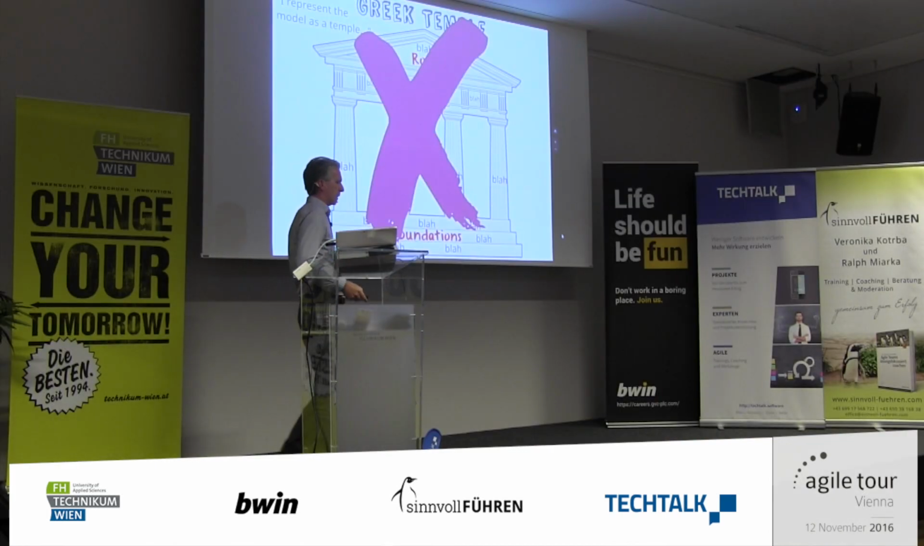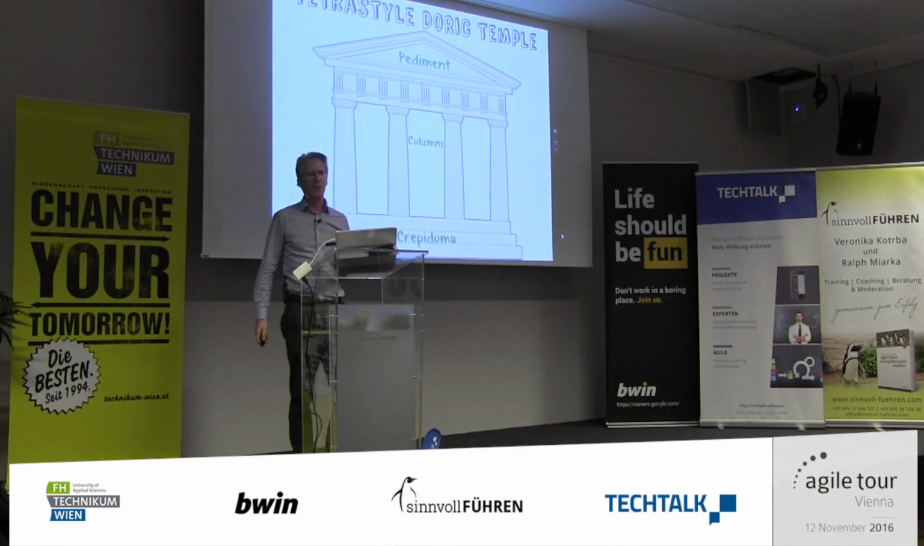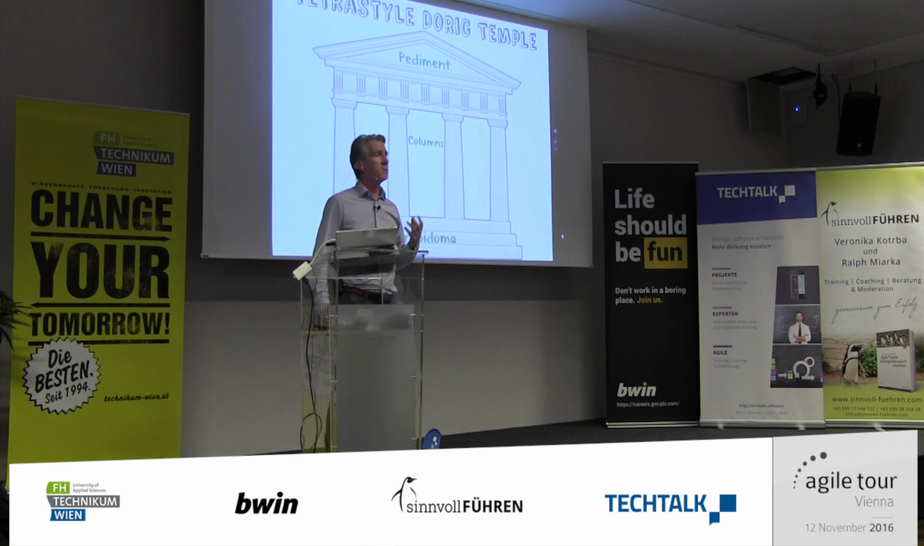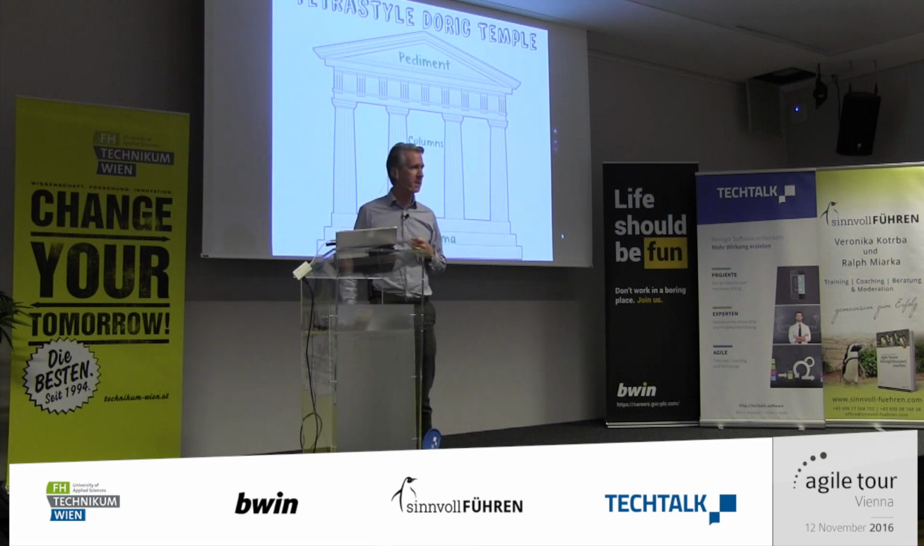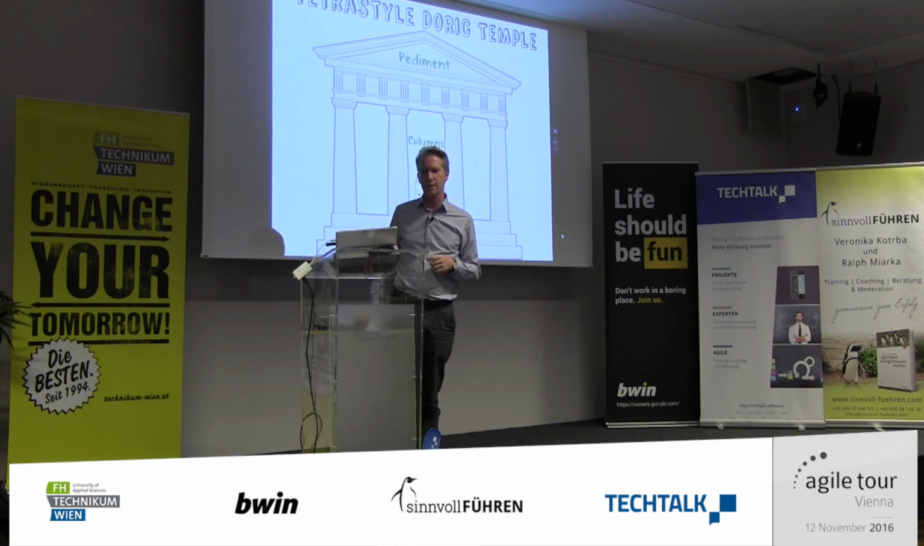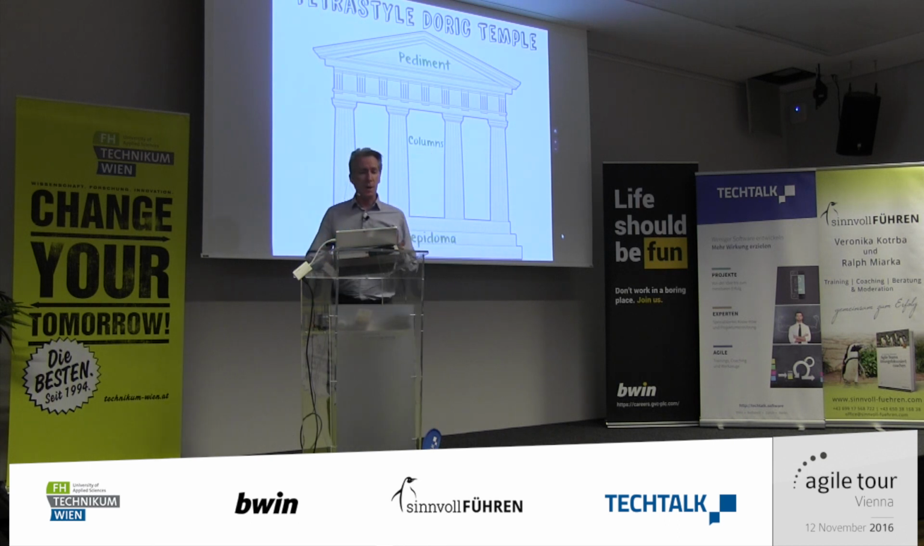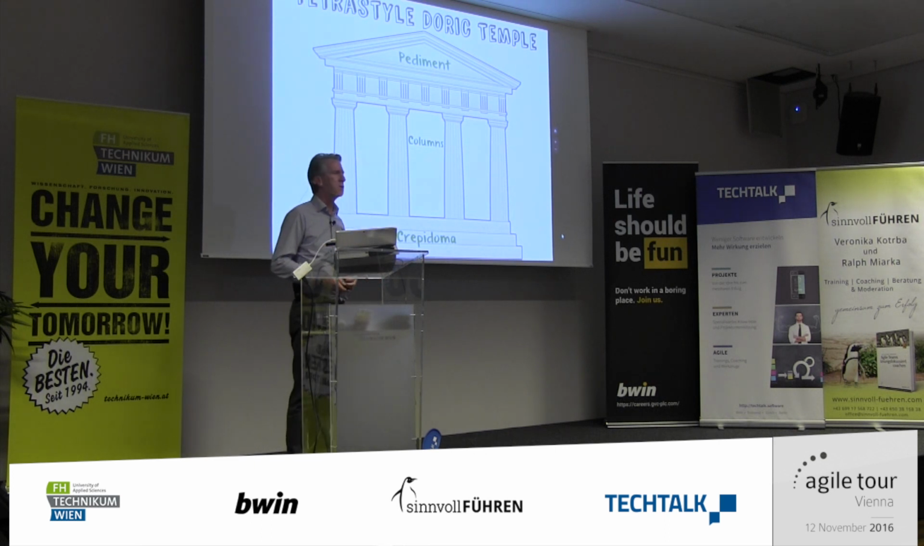It turns out that pretty much everything I'd said was completely wrong. If I had the opportunity to do it again, this is what I should have said: that I represent the model as a tetrastyle Doric temple, which has a pediment, yes, that is a real word, a pediment, columns, not pillars, columns, and crepidoma. Any Scrabble fans, you're suddenly getting lots of extra words that you can get a decent score out of.